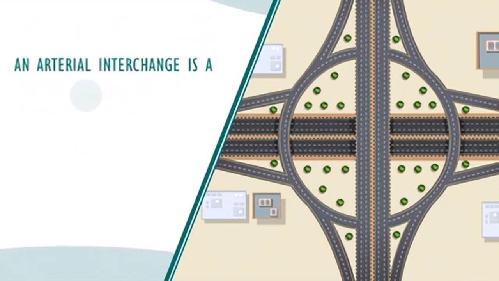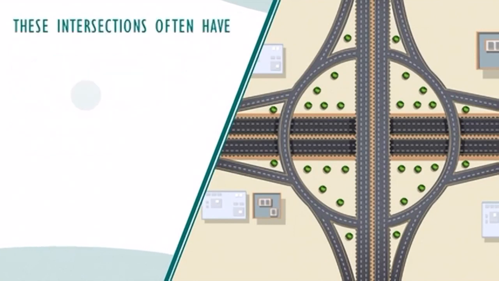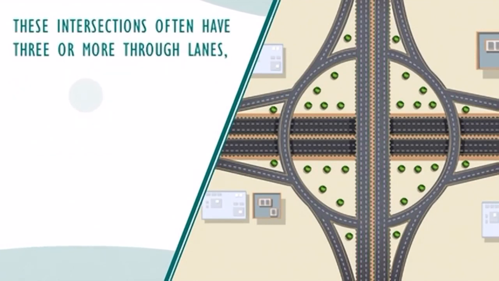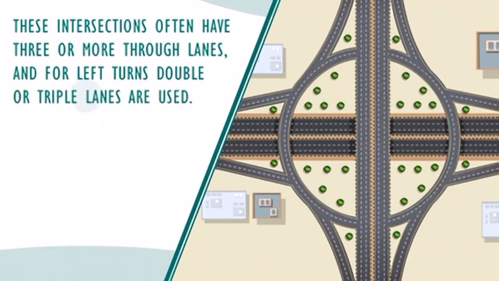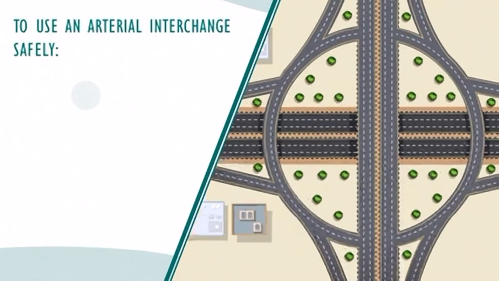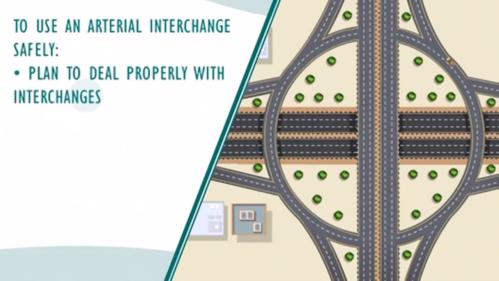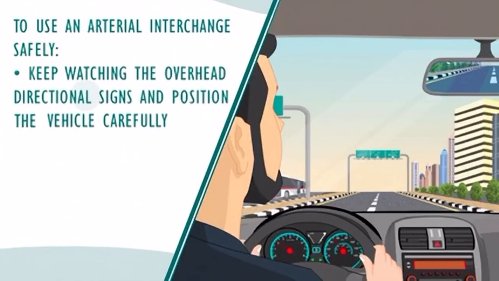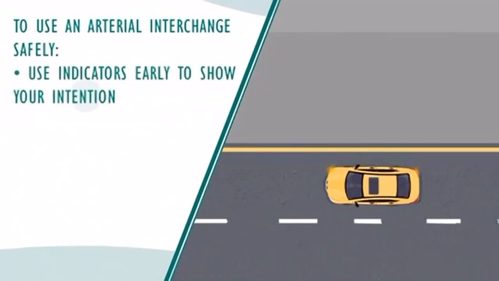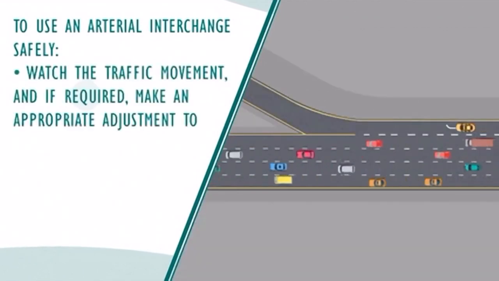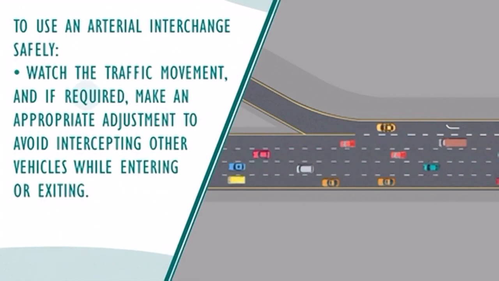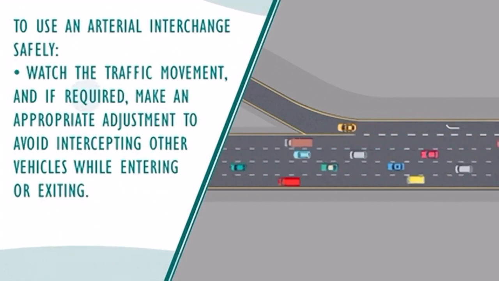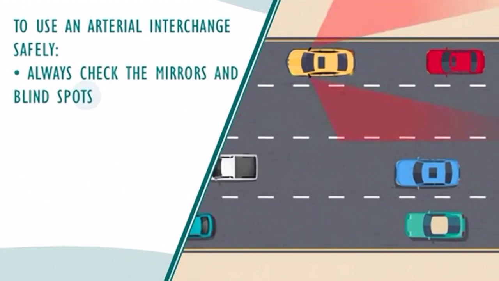An arterial interchange is a high-capacity intersection. These intersections often have 3 or more through lanes, and for left turns, double or triple lanes are used. To use an arterial interchange safely, plan to deal properly with interchanges. Keep watching the overhead directional signs and position the vehicle carefully. Use indicators early to show your intention. Watch the traffic movement and, if required, make an appropriate adjustment to avoid intercepting other vehicles while entering or exiting. Always check the mirrors and blind spots.